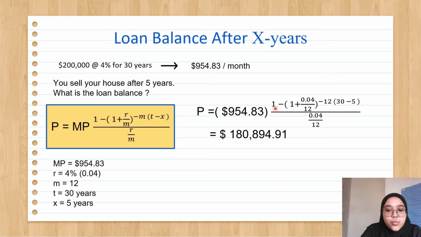$954.83 multiplied by 1 minus 1 plus 0.04 over 12, to the power of negative 12 multiplied by 30 minus 5, all over 0.04 over 12, and we get the principal remaining, or loan balance, which is $180,894.91.